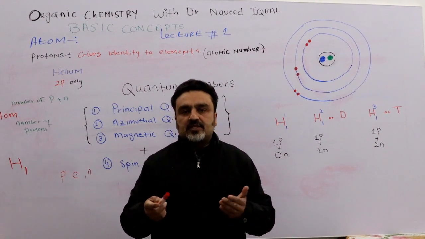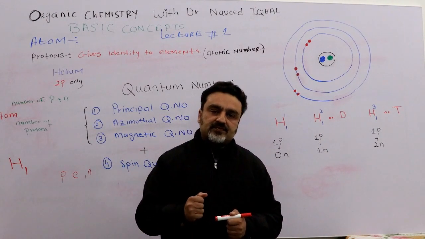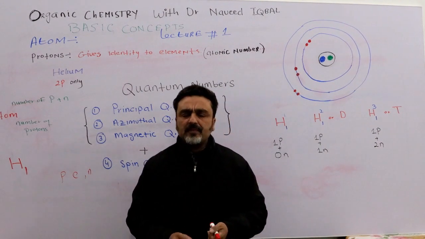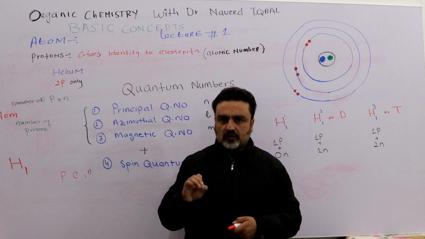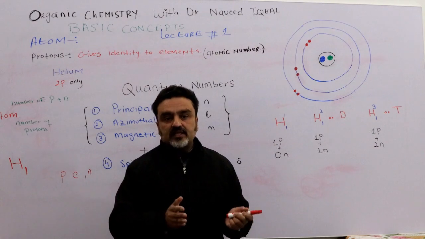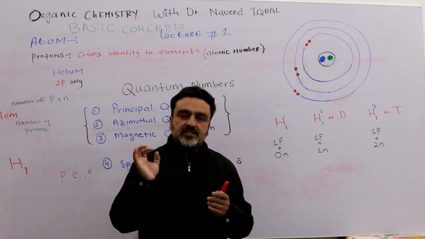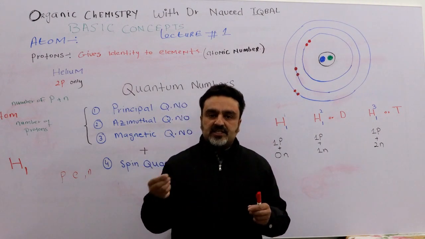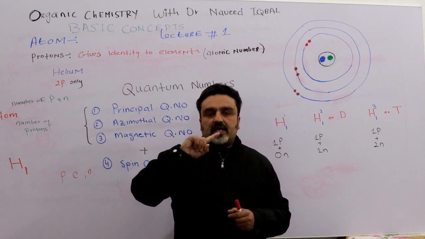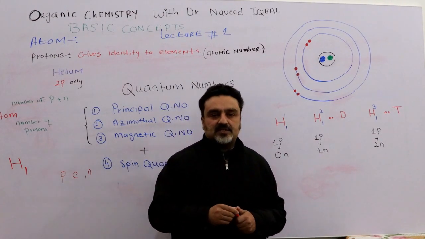For chemists like us, we just know that an atom comprises 3 fundamental particles: a proton, a neutron, and an electron. The proton is a positively charged, heavy particle, present inside the nucleus. Neutron is also a very heavy particle. It has 0 charge, and it is present inside the nucleus also. The electron is a very light particle, negatively charged, and it revolves around the nucleus.